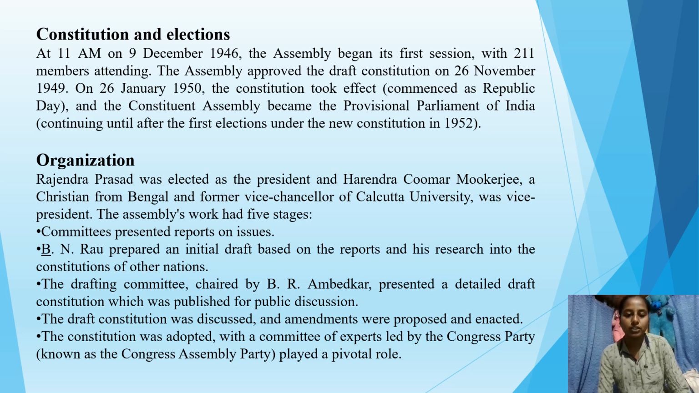Organization. Rajendra Prasad was elected as the president and Harendra Kumar Mukherjee, a Christian from Bengal and former vice chancellor of Calcutta University, was vice president. The assembly's work had five stages. Committees presented reports on issues. B. N. Rao prepared an initial draft based on the reports and his research into the constitutions of other nations.